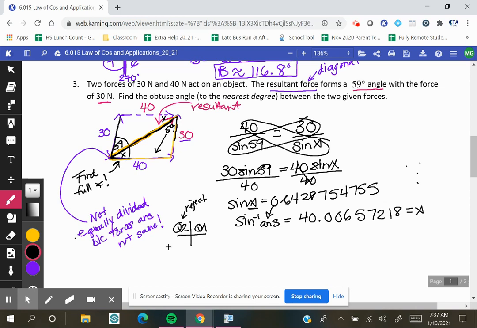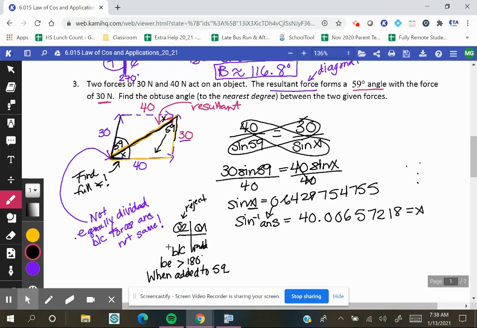Actually, let's write a reason for that here, because I know some of you get confused there. Because it would be greater than 180 degrees when added to 59, the other angle in the triangle.